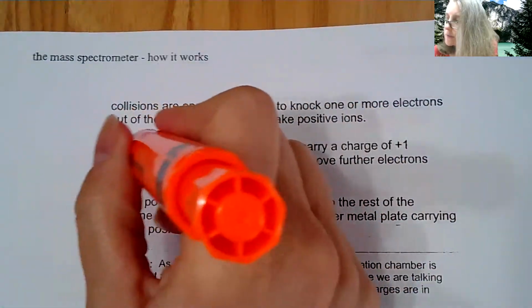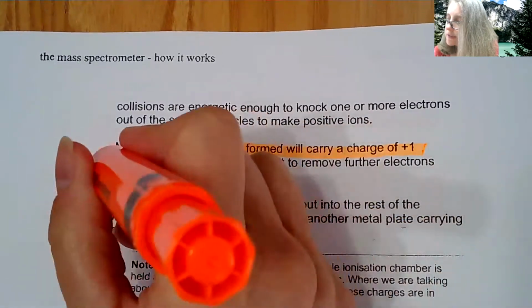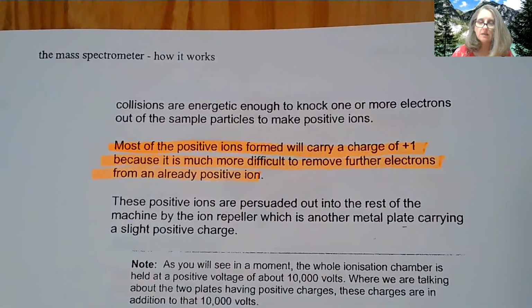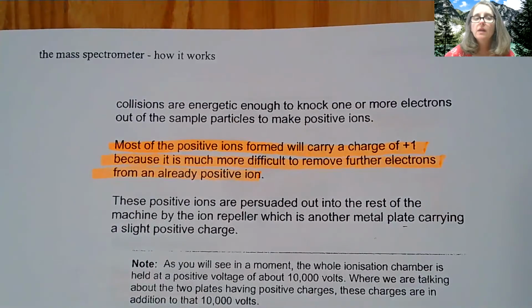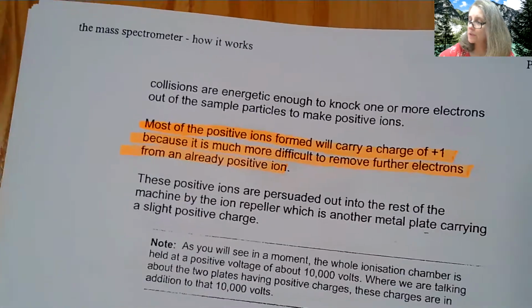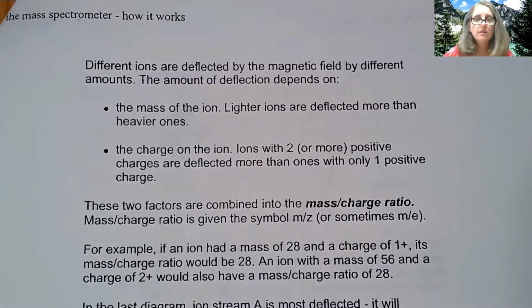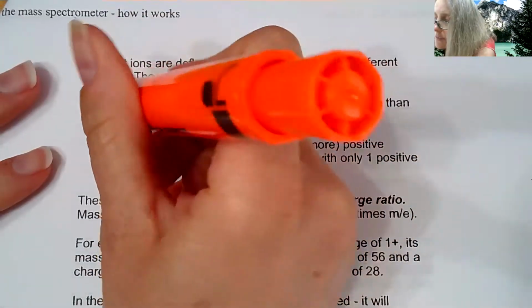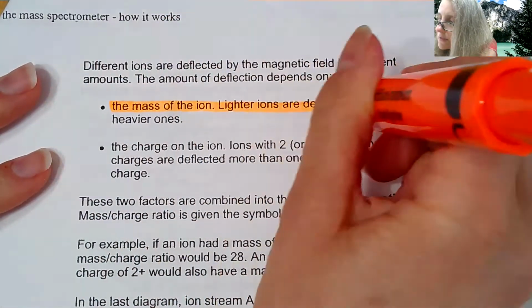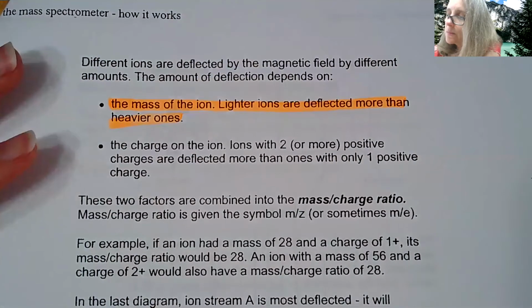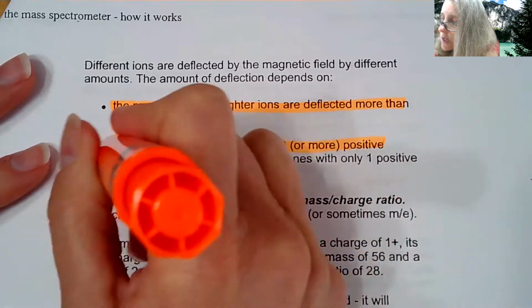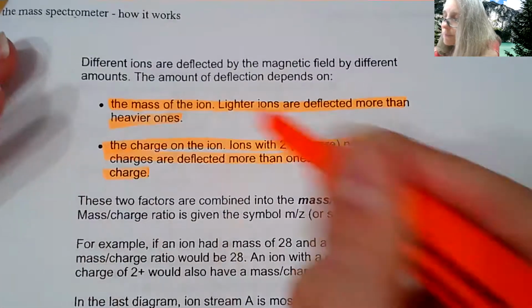So the ions that we are producing, we're taking off an electron. Most of them are going to be +1, but we will talk about some instances when they are not +1. But that is what we're focused on. The rest of this you could just read through. But I want to focus on two things on this page. The mass of the ion: the lighter ions will be deflected more than the heavier ones. And the charge on the ions: ions are deflected more with only a +1 charge.